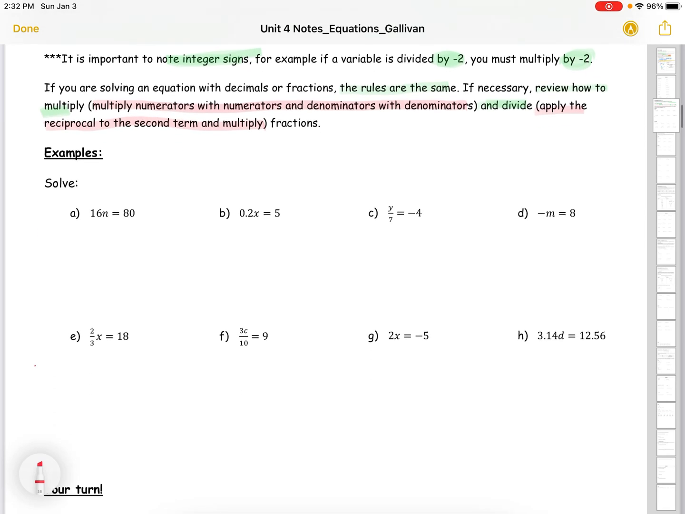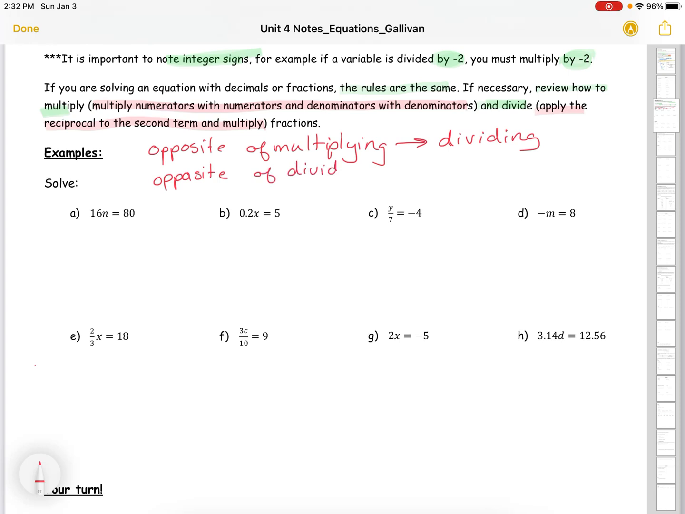Okay, so let's see what we're doing. So basically, I think the thing to remember is that the opposite operation, the opposite of multiplying is dividing, and the opposite of dividing is multiplying. We're always trying to get things on their own.